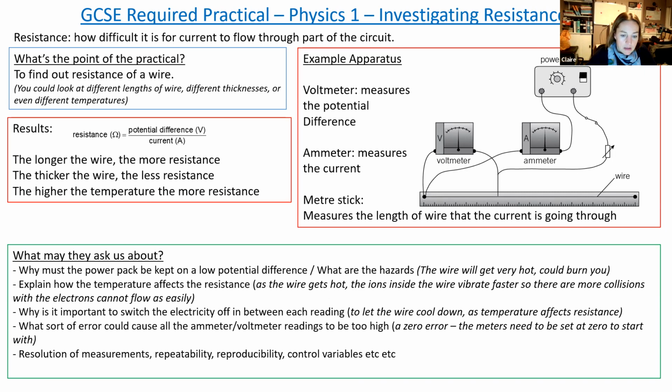Why must the power supply be kept on low potential? So low potential difference is your low energy, low oomph. So you're not forcing the traffic through or down the road. You're just making it nice and gentle, and therefore reducing the amount of collisions and heat, basically.